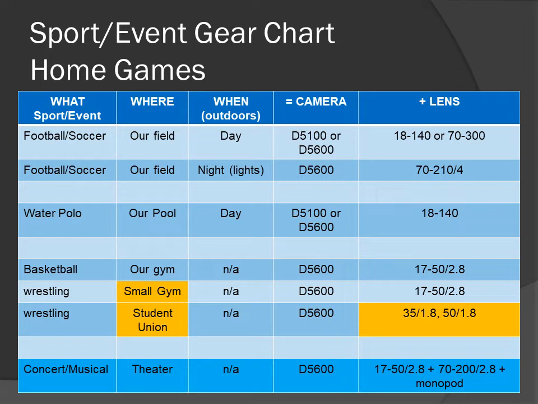Now, when you go further down, you notice wrestling. We have two entries for wrestling. One is a small gym, and the other is a student union. Why? Because when you look under the lens, you see you have two different lens requirements. The student union is dimmer than the small gym, so you need a faster lens.